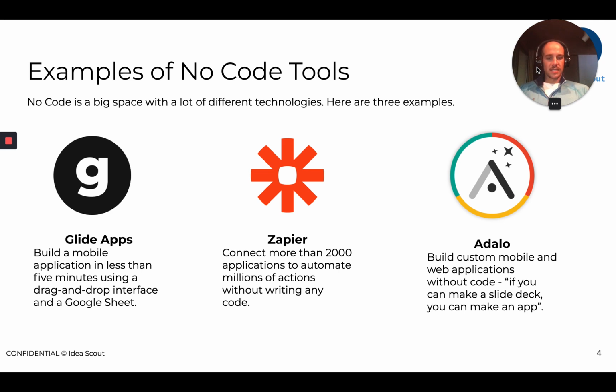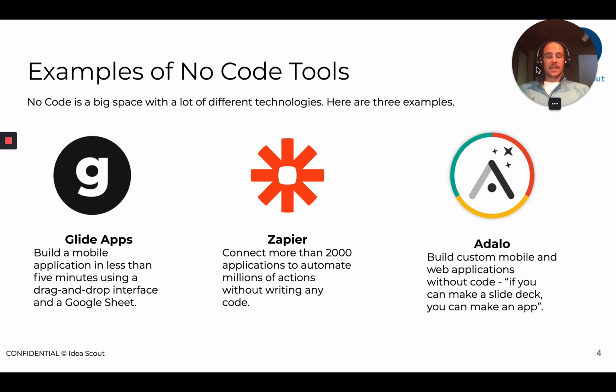Now, let's look at the second one, Zapier. This one's not as famous, I think, even though what they have done is very incredible. Zapier has taken over 2,000 different applications and created dozens of ways for each of them to be connected and to exchange information and automate tasks.